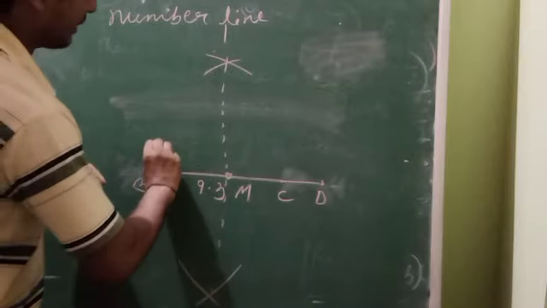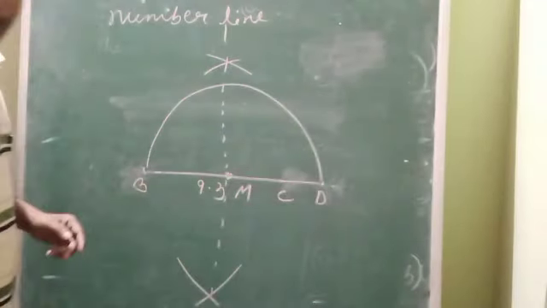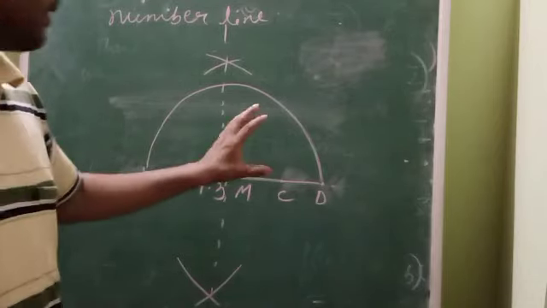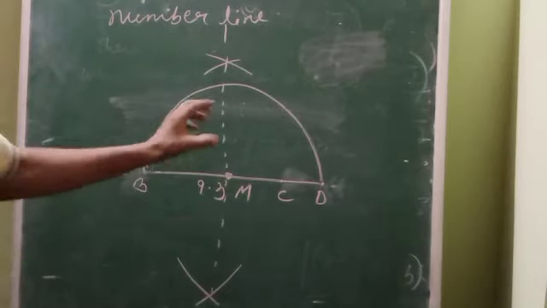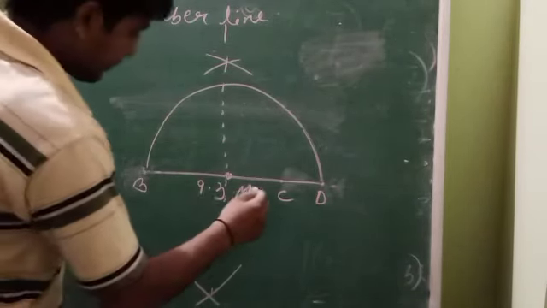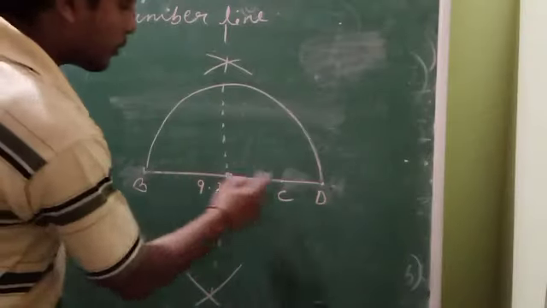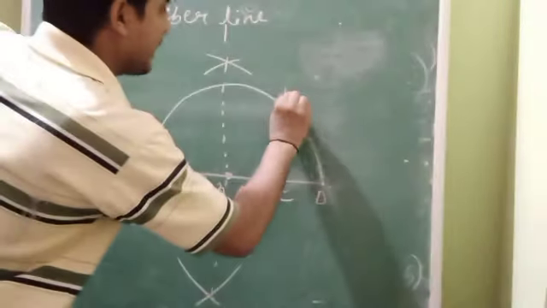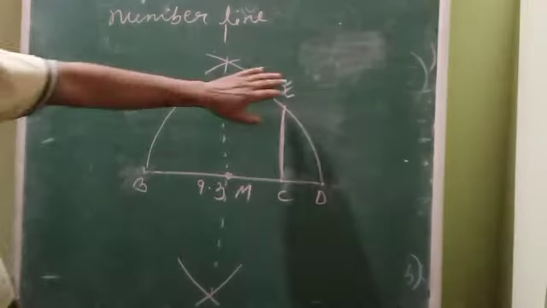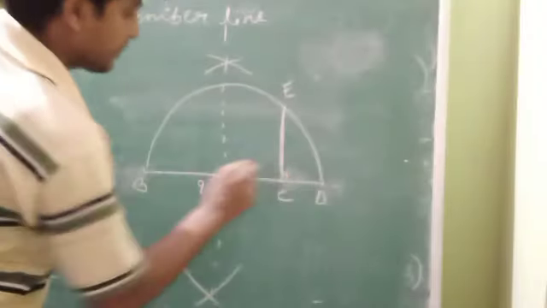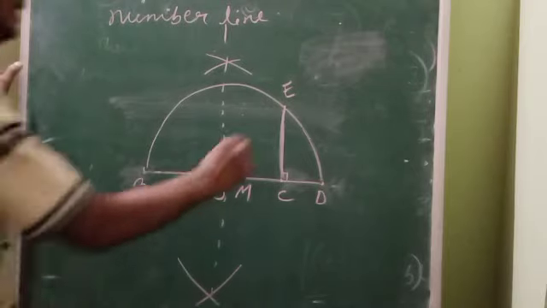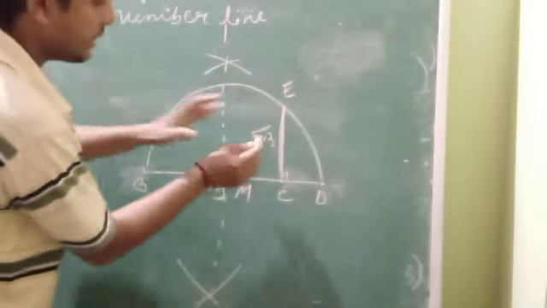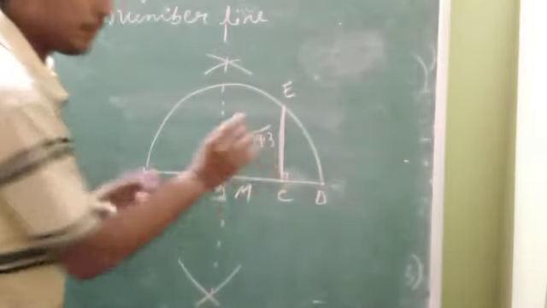With BM as radius, draw a semicircle. Try to get the steps clearly. Now, BM is very, very easy. After drawing the semicircle, you have to draw a perpendicular to BD from point C. Perpendicular means this is the perpendicular. You can write any name, like E. This is E. This is 90 degrees. Now this CE will represent root 9.3 on the number line. Means this CE is root 9.3.